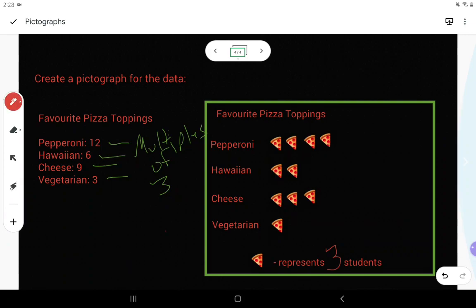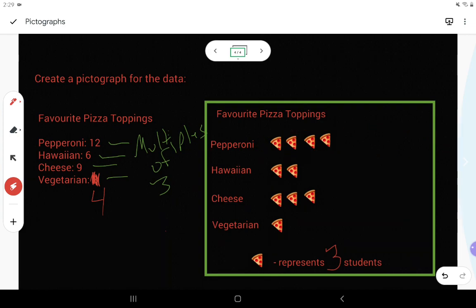Now, how could I make this so that a pictograph no longer works? Well, if instead of vegetarian being 3 students, if all of a sudden it's 4, this totally falls apart. I now don't have all multiples of 3. I don't have a way of representing this nicely. The only thing I would be able to do is perhaps do 1 slice of pizza represents 1 student. And yeah, that's easily countable, but it seems kind of unwieldy to have to put 12 slices of pizza. It's not really saving me time.